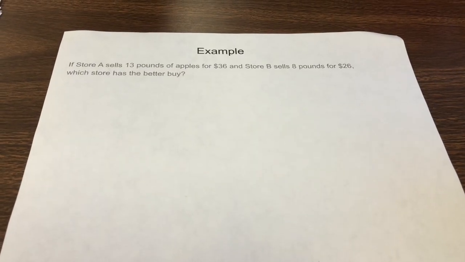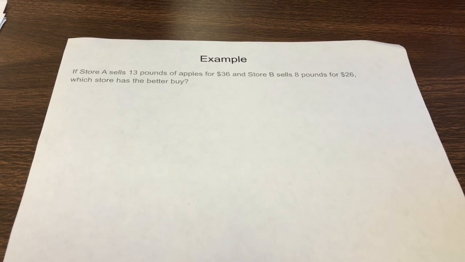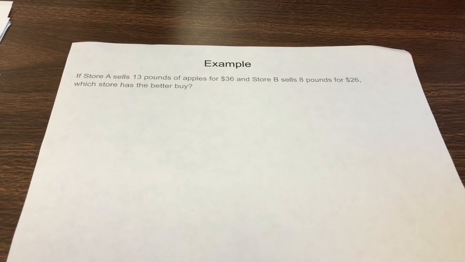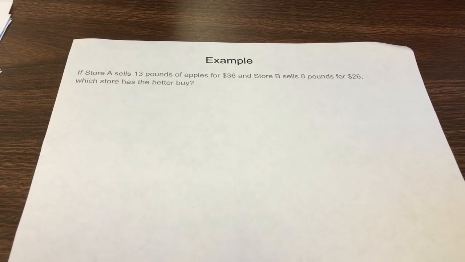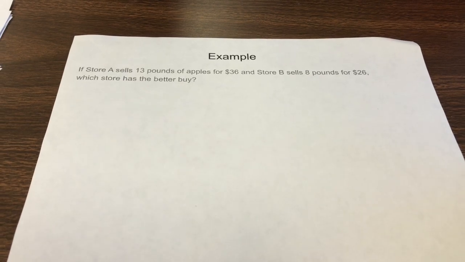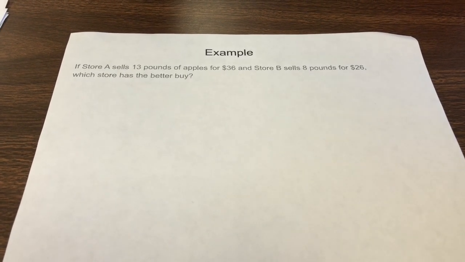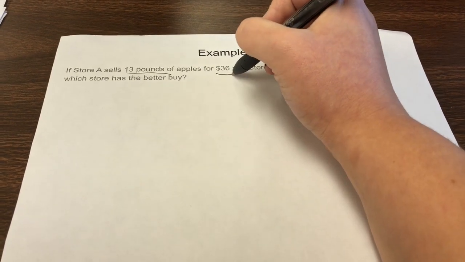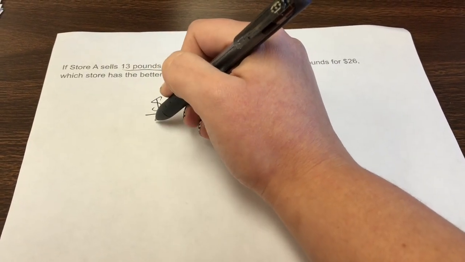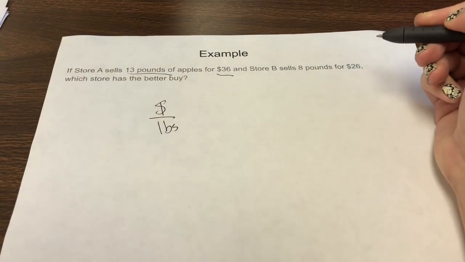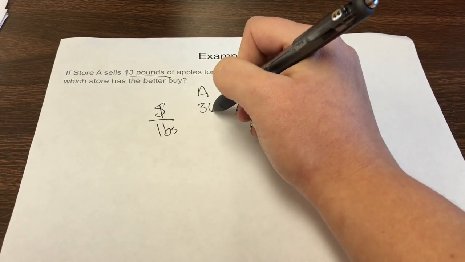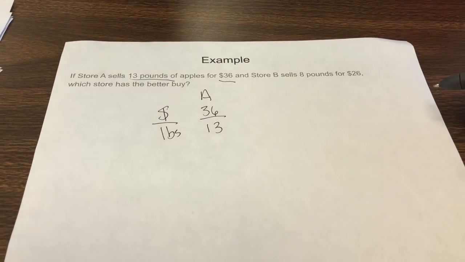This is our last example. If store A sells 13 pounds of apples for $36 and store B sells 8 pounds for $26, which store has the better buy? So now we're wanting to compare these. One of the best ways to do this is just to find the unit rate. How much are you going to pay for 1 pound of those apples? Since our units are pounds and dollars, let's go ahead and put money on the top and pounds on the bottom. We're going to have, let's work with store A first. So we have $36 and 13 pounds.